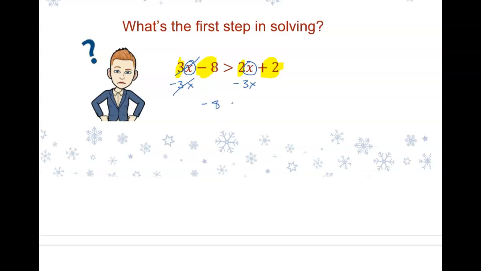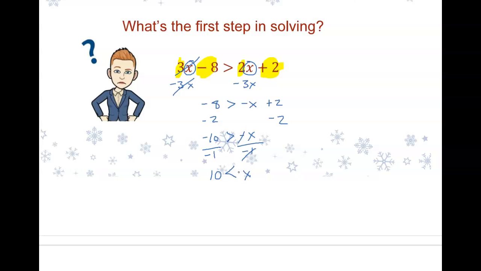Here we would get negative 8 is greater than 2x minus 3x, which is negative x plus 2, and we could still solve that. We subtract 2 from both sides, we get negative 10 is greater than negative x. And now we'd have to get rid of this negative by dividing by negative 1. These negatives cancel. We need to flip the sign. Negative 10 divided by negative 1 is 10. We get x is greater than 10.